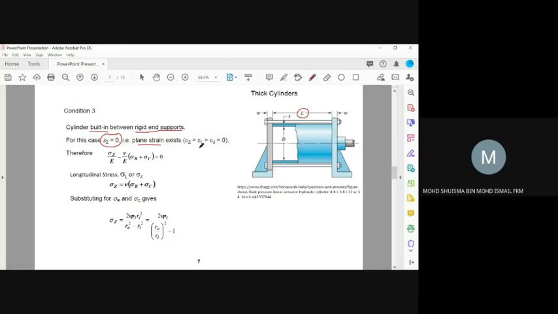Epsilon Z or epsilon L or epsilon 3 for the third principal direction, which is longitudinal, is zero. Therefore, if we write down the strain equation, strain Z is zero, or strain L is equal to sigma Z over E minus mu over E times sigma R plus sigma C. Now, the longitudinal stress, sigma L, is equal to then this part here, right? It's equal to nu times sigma R plus sigma C. So if you use Lame's equation, you just put in the values of sigma R and sigma C and also nu, then you can get sigma L or the longitudinal stress.